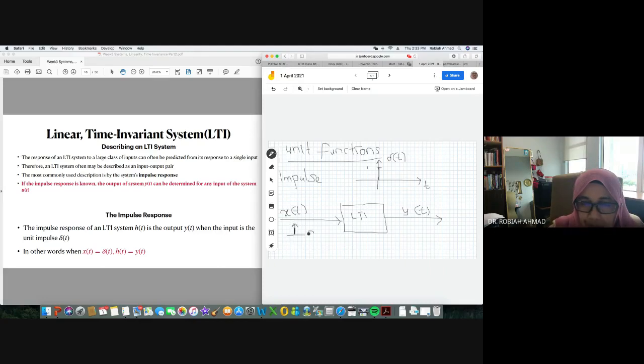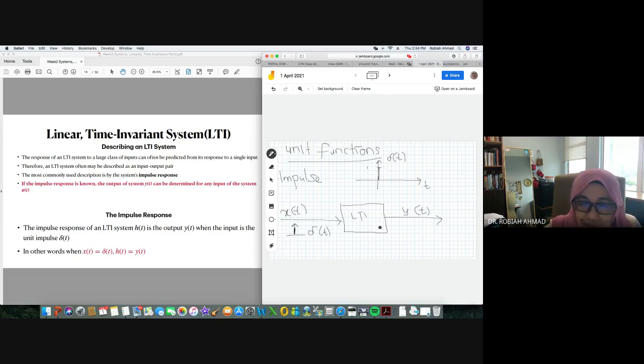So our output now is the impulse. Okay, so the impulse response of an LTI system is the output y(t) when the input is the unit impulse. So if we know it is a unit impulse, whatever we put in here, the y will be equal to the output, because it is an impulse. The unit impulse is one. What goes in is what comes out.